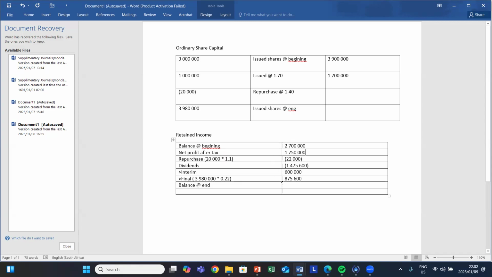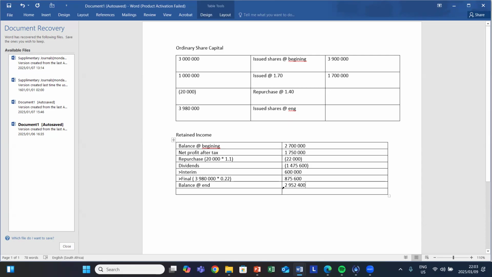So at this stage, we can basically get our balance at the end of the year. How are we going to get our balance at the end of the year? By saying balance at the beginning, plus our NPAT, minus our repurchase amount, which amounted to 22,000, and lastly, minus our dividends, which amount to 1,475,600 rand. And then we'll get our balance at the end as 2,952,400. And that will be our balance at the end of the year.